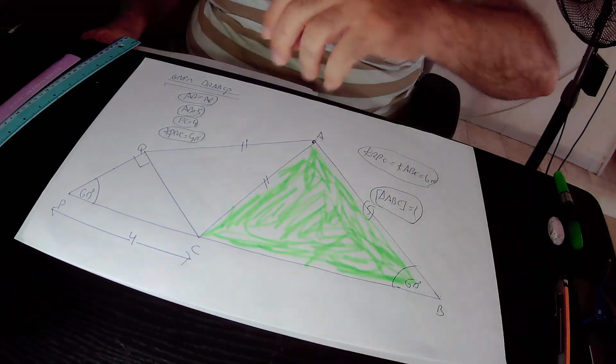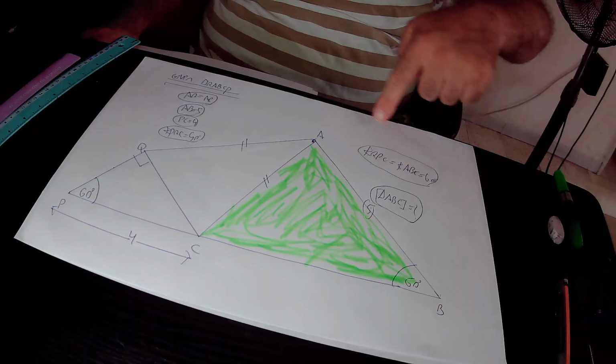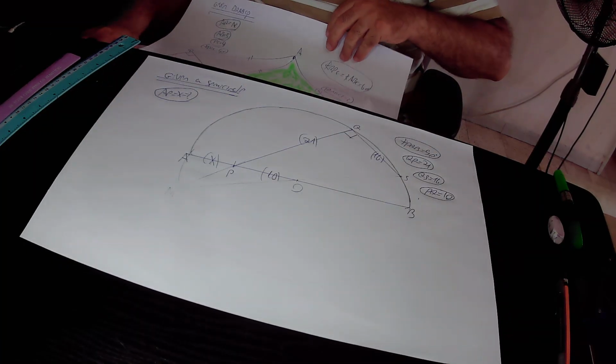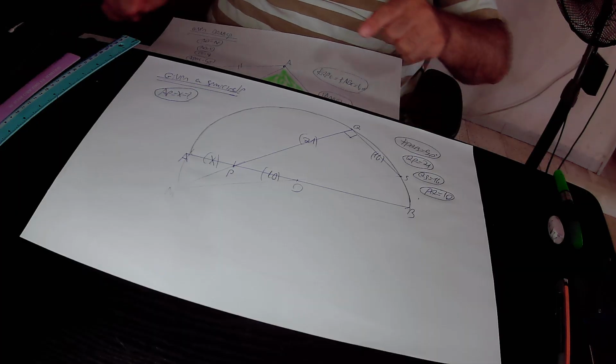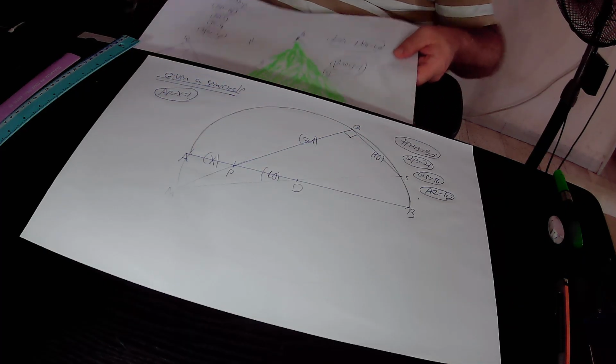In this lecture, we'll answer two questions. In the first question, we will find out the area of this green triangle, triangle ABC. And in the second question, we will find out the length of this line segment AP that equals x. We have to find out the value of x. So we start with the first question.